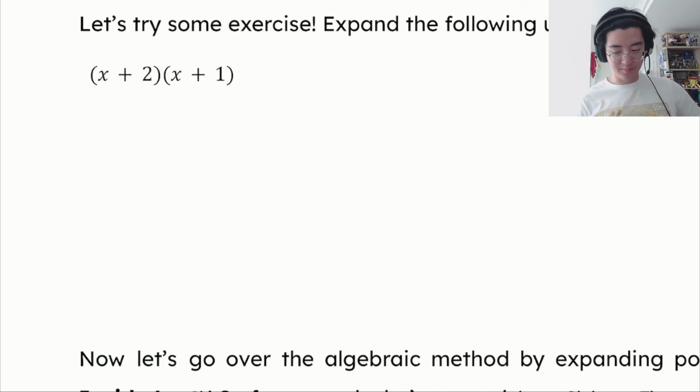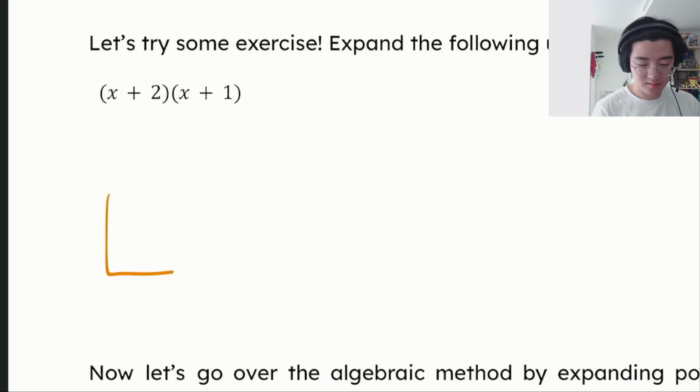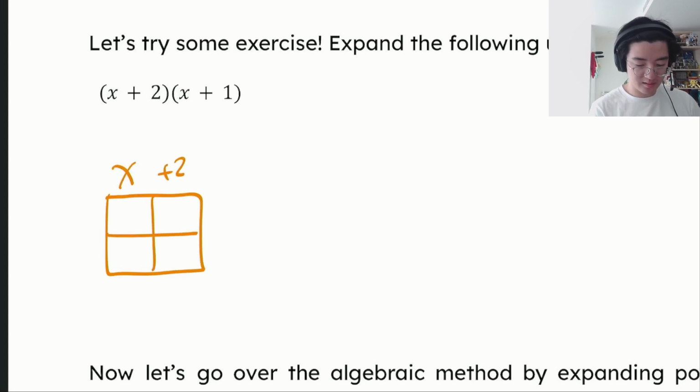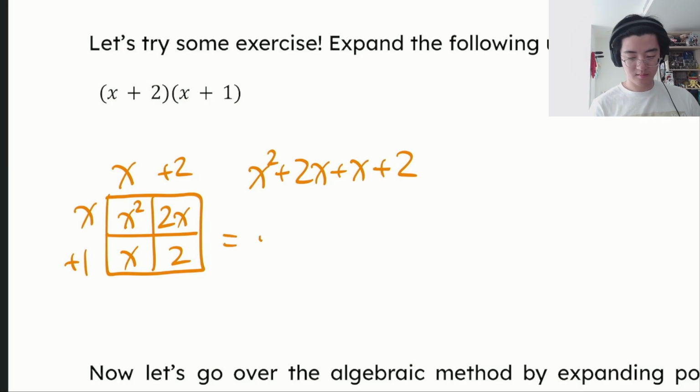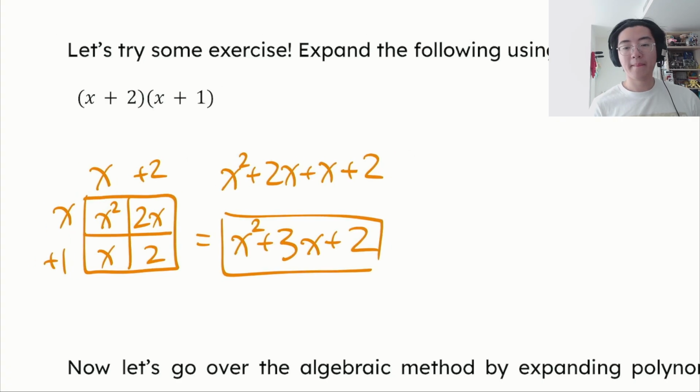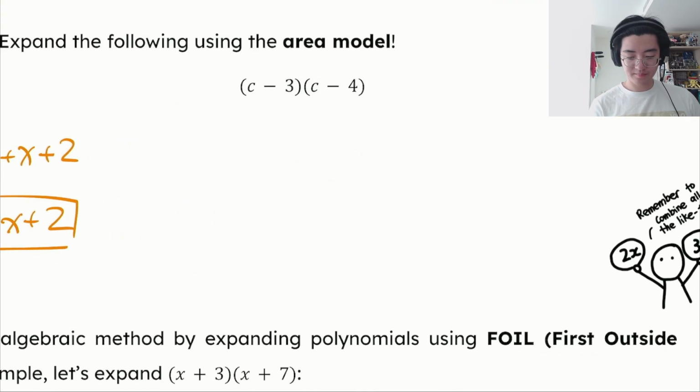Okay, a few more examples. We've got x plus 2 times x plus 1. x times x is x squared, 2 times x is 2x, 1 times x is just x, 2 times 1 is 2. Combine them together. And just like that.